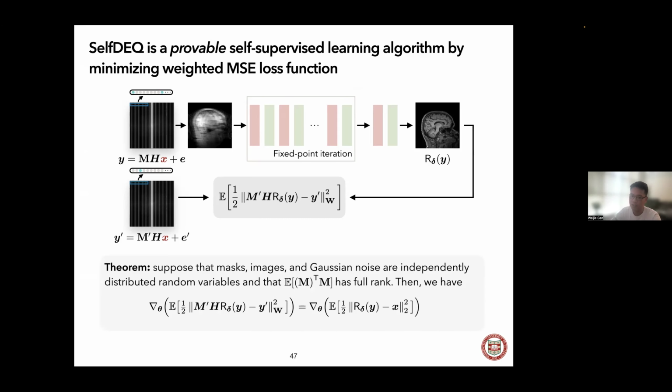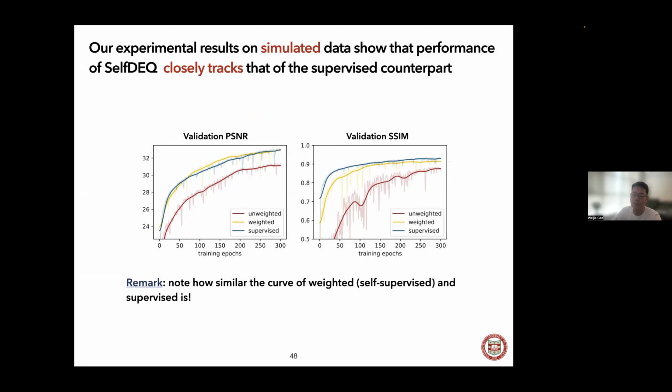So what theoretical analysis could we make? This is the conclusion: under some assumptions, we can show that the training gradient of your neural network trained in the self-supervised way is exactly the same as the training gradient of supervised learning, in expectation. It seems like a very strong conclusion, but here are our experimental results on the simulated data. The blue curve here is the supervised training.